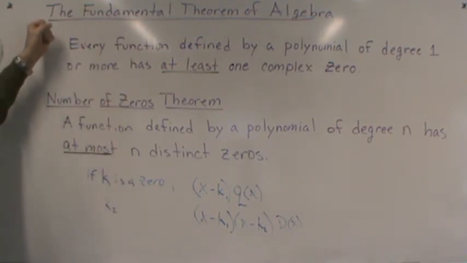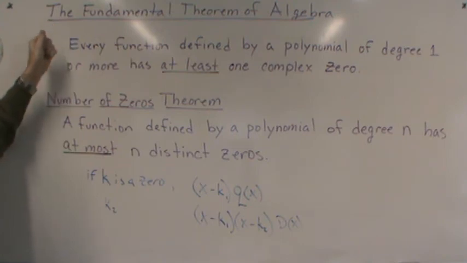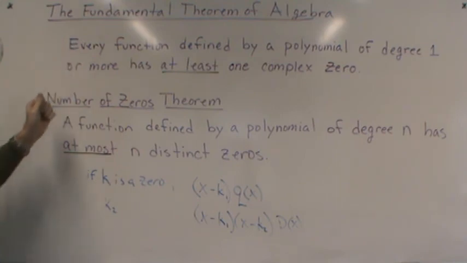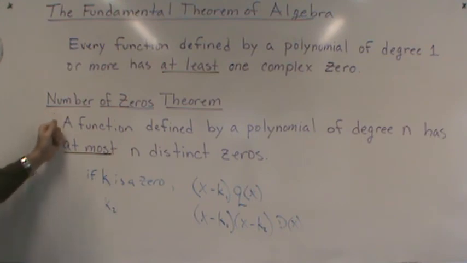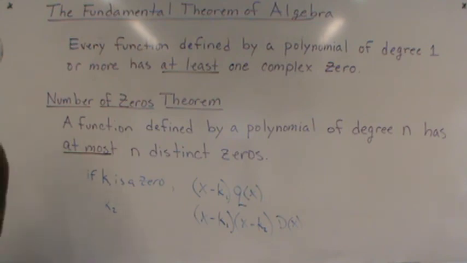So the fundamental theorem of algebra says that any polynomial function of degree 1 or more has at least one complex root, one complex zero. The number of zeros theorem says a function defined by a polynomial of degree n has at most n distinct zeros. Okay, and we're going to use those in the following examples.